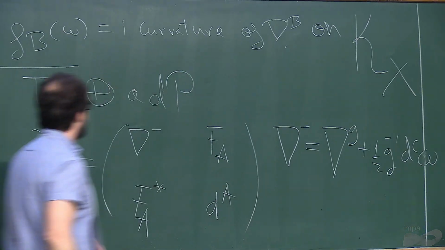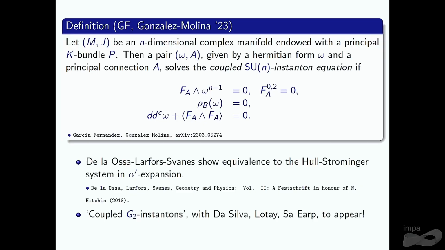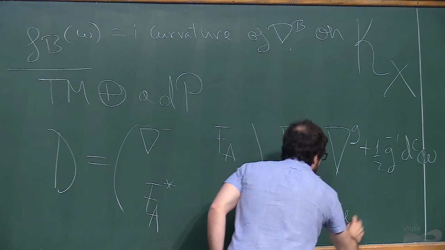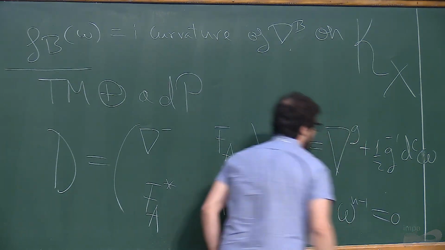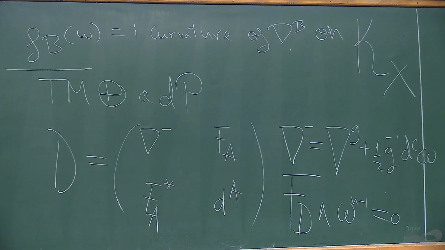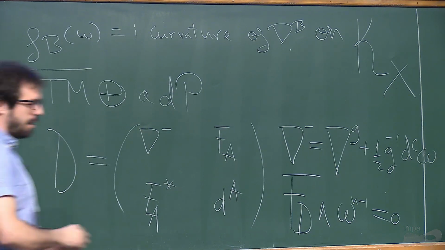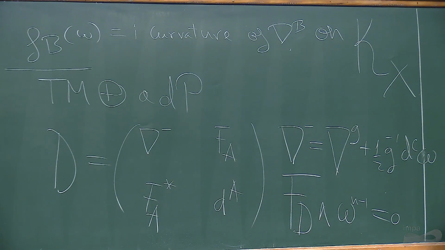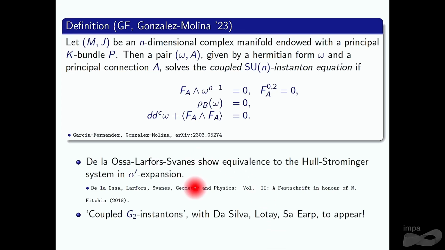And actually, this coupled instanton equation tells you that F_D wedge omega^{n-1} is actually 0. Okay? So if you want a good reason for why you should study the heterotic system or Hull-Strominger system, the heterotic G2 system, it is because it provides instantons in a higher rank bundle. Okay? And that is very nice. And I should advertise this ongoing joint work with Agnaldo da Silva, Jason Lotay, and Enrique Serb, which is going to appear very shortly, where we study the G2 case.